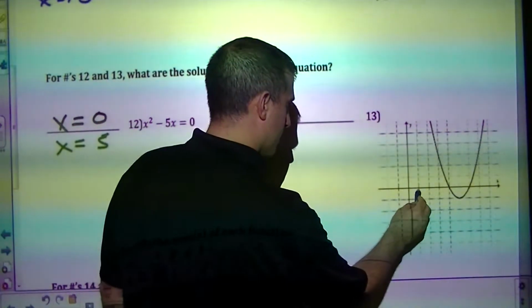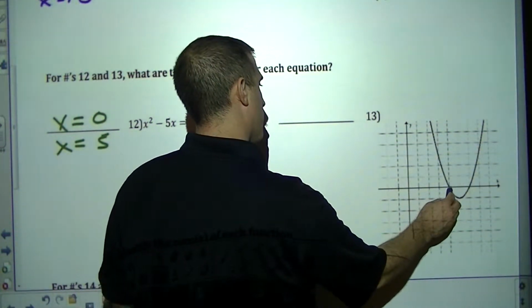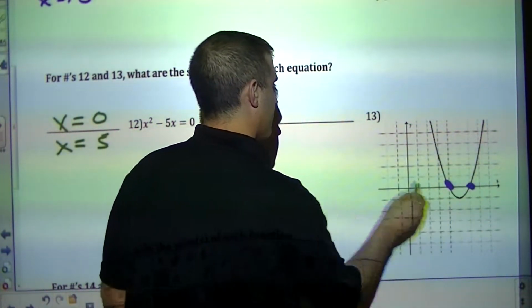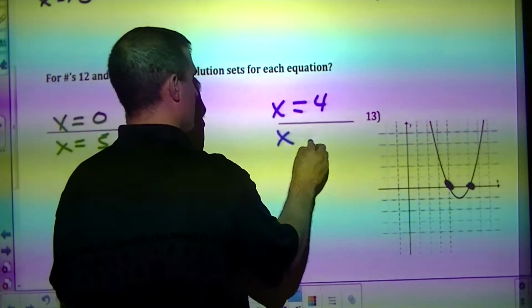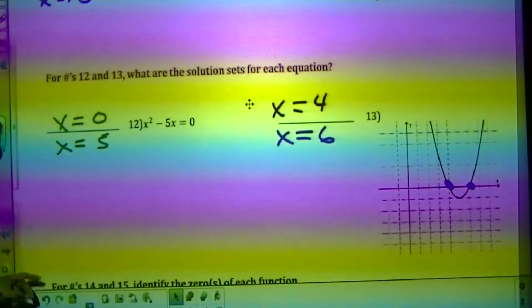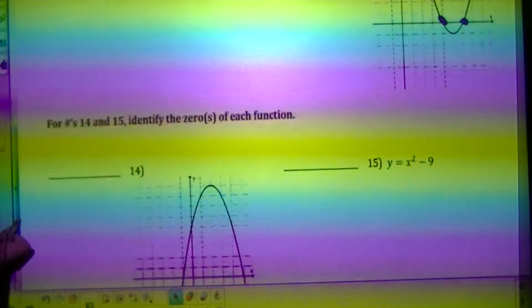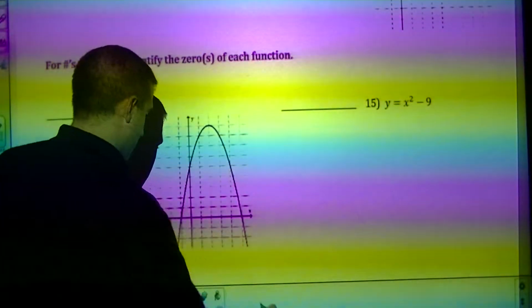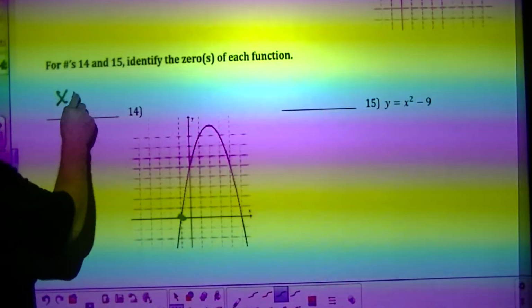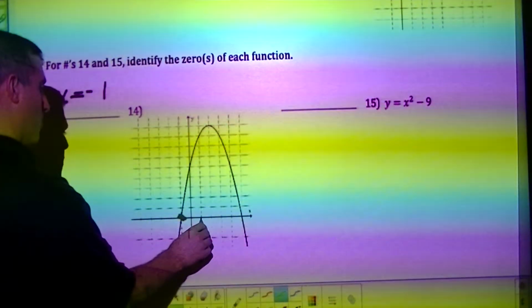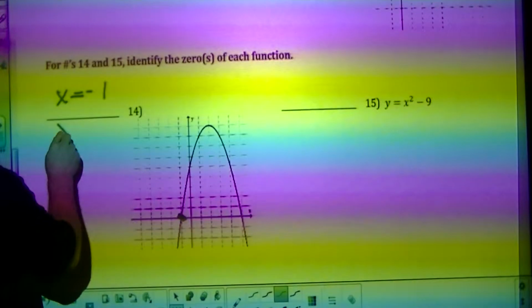Here, this crosses at 1, 2, 3, 4, and 6. So x equals 4, x equals 6. All right. So solutions, you write those like that. Once again, here's another one. That's going to be at x equals negative 1. That's going to be a 1, 2, 3, 4, 5.